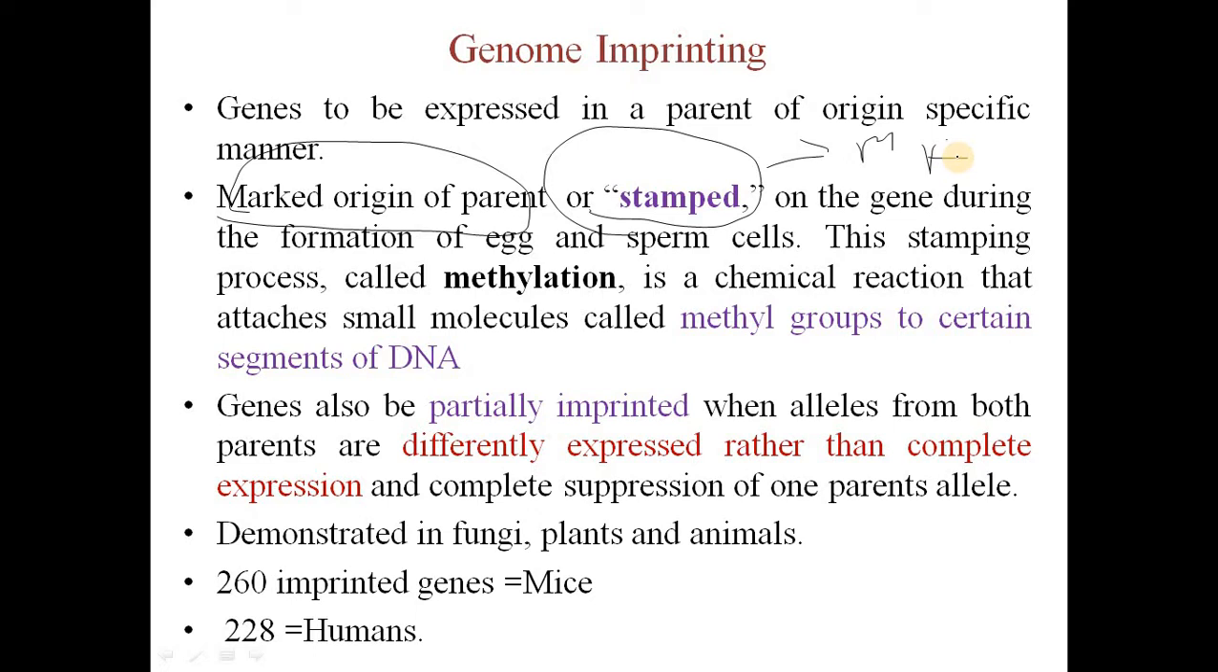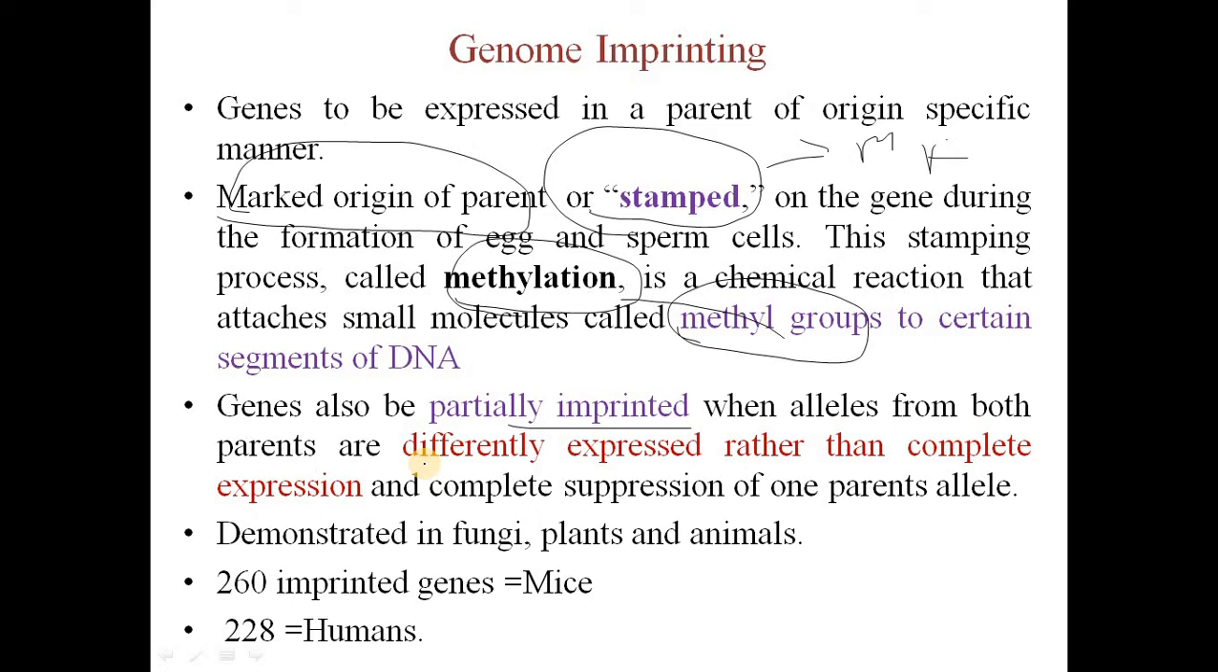Then how is this stamping done? This is with the help of methylation. Again, this is a reaction where small molecules, the methyl groups, are attached to certain segments of DNA. And here, genes are partially imprinted when alleles from both parents are differentially expressed rather than completely expressed.